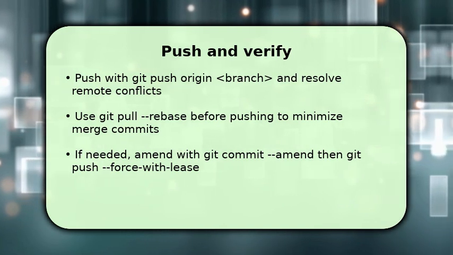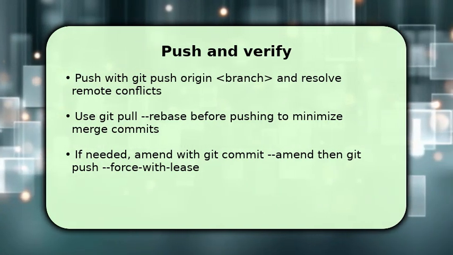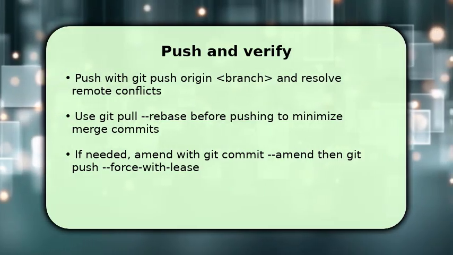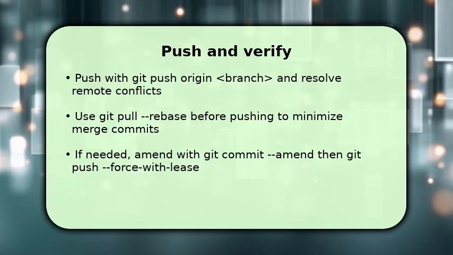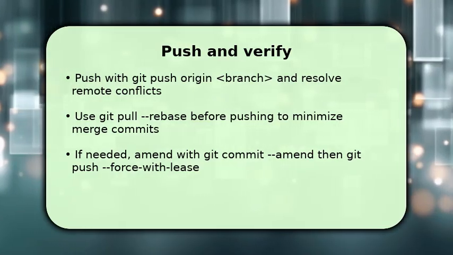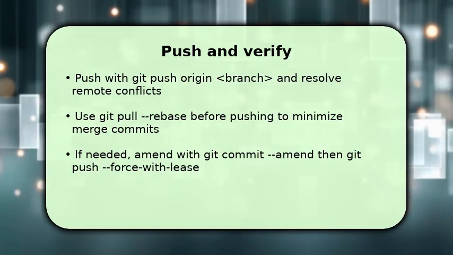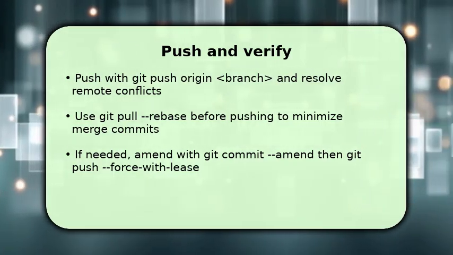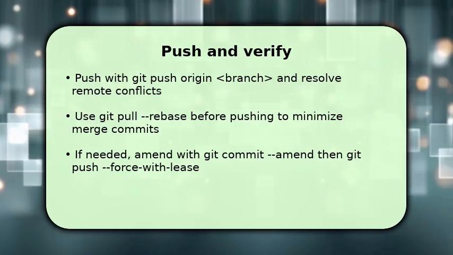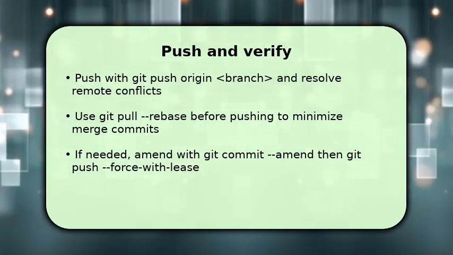If the remote has new commits, make sure to git pull --rebase to incorporate them and avoid unnecessary merge commits. Once done, push again. If you must change the last commit, use git commit --amend and then git push --force-with-lease to safely update the remote. Troubleshooting tip: if push is rejected, fetch, rebase, or merge locally, resolve conflicts, then push.